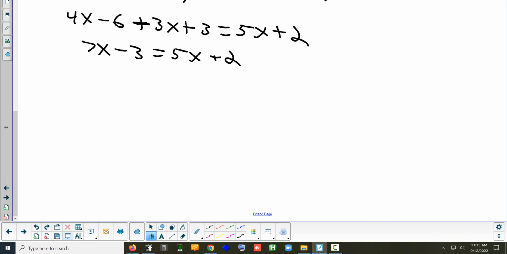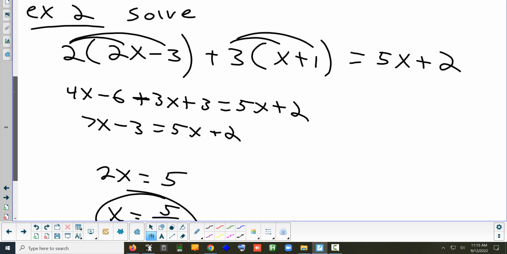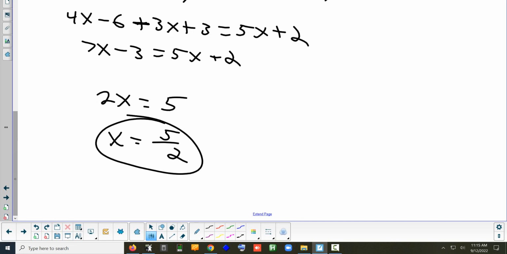So bring the 5x to the other side. Add the 3 to the other side. When we subtract 5x from both sides, we get 2x on the left. When we add 3 to both sides, we get 5 on the right. And we're done. So x is 5 halves, or 2.5. Any question on solving?